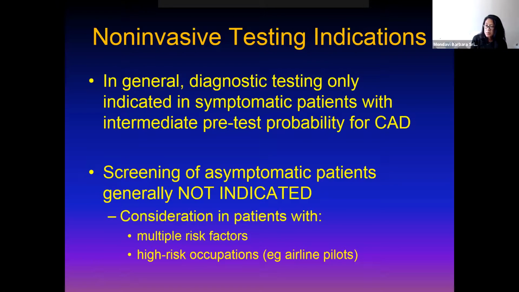In general, for asymptomatic patients, the guidelines recommend that we don't screen them, although there are certain cohorts where it may be important. For example, patients who have a lot of risk factors and who are in high-risk occupations who have the potential to cause harm to other people. So, for example, airline pilots, where it might be important to know that this person may have underlying coronary artery disease that could affect them when they're flying a plane with a lot of people on it.